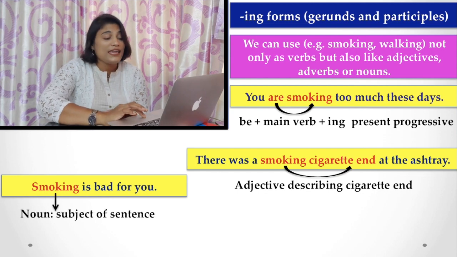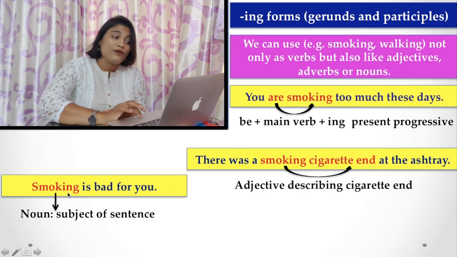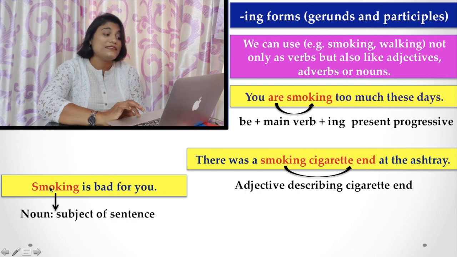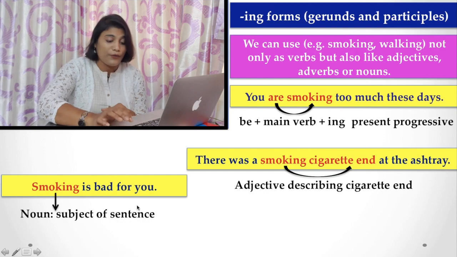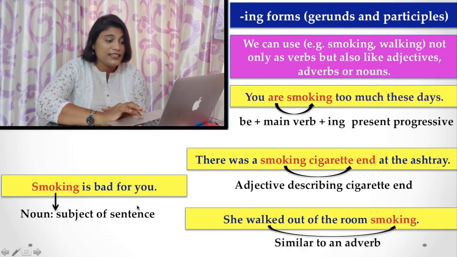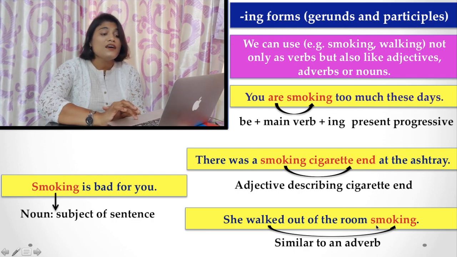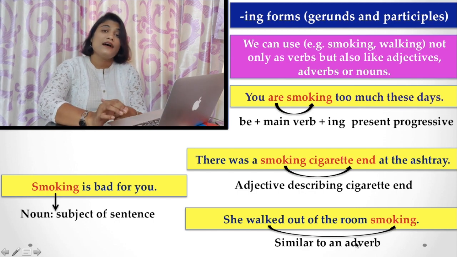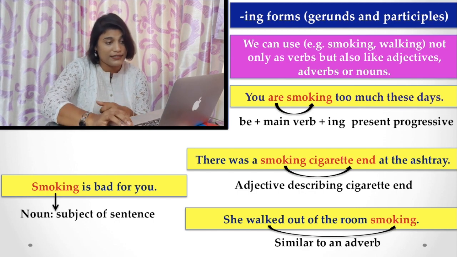Similarly, if I say smoking is bad for you, here also the verb smoking with ing is not used as a verb. It is an example of a noun, or it functions as a noun. And if we say that she walked out of the room smoking, here smoking is similar to an adverb. This is the thing I am going to tell you in this video lesson.